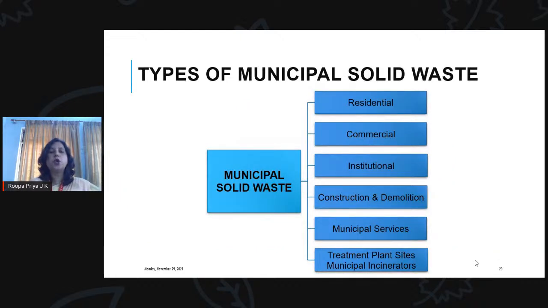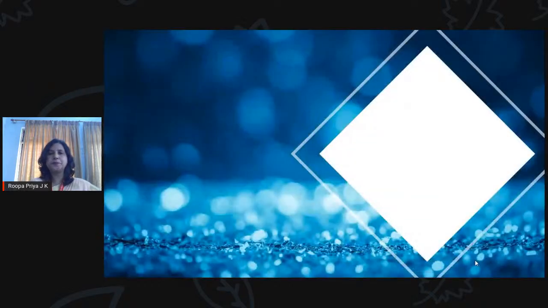If we take only municipal solid waste as an example and identify the sources and the types of municipal solid waste generated regularly, we have different sources and different types of solid waste coming out of these sources. One is residential, commercial, institutional, construction and demolition, municipal services, and ultimately treatment plant sites and municipal incinerators. So these are the different types of municipal solid waste.